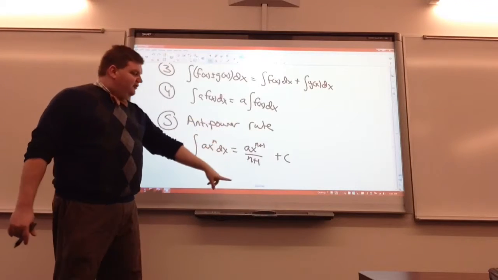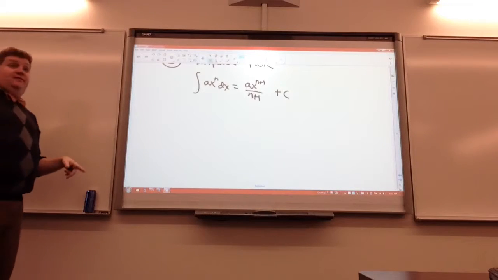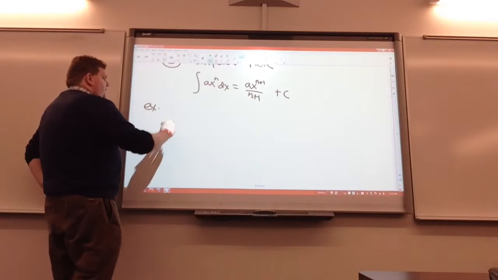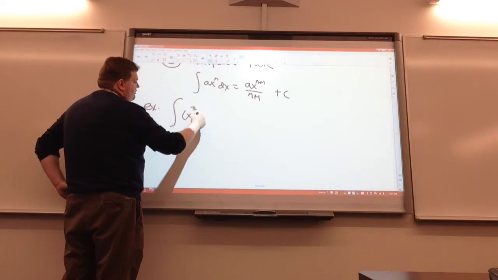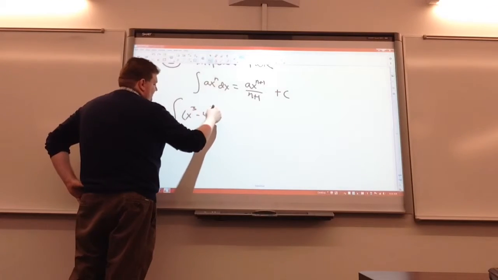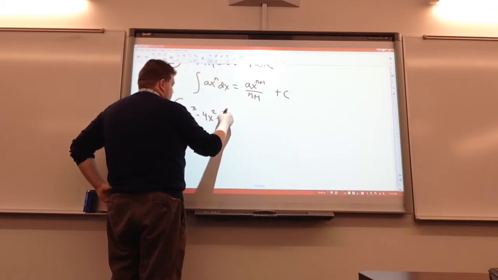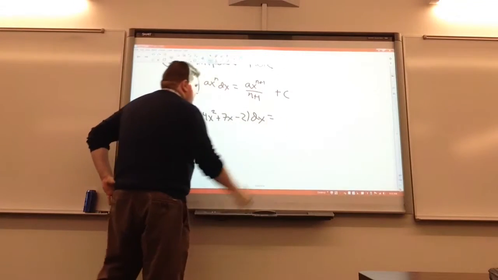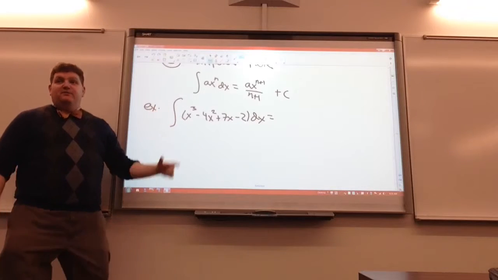Here's what we're going to do. We're going to take a look at some examples of how this works. For our first example, let's do the indefinite integral of x cubed minus 4x squared plus 7x minus 2 dx. With the anti-power rule, I'm going to add 1 to the exponent and divide by the new exponent. So x cubed becomes what?